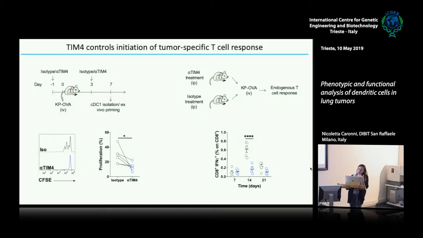We also looked at the endogenous T cell response against ovalbumin, of course. So we treated the animals with anti-TIM4 and isotype. We injected them with OVA, and then we looked for the endogenous response. So we collected blood samples at different time points, and here you can see 7, 14, 21, and we ex vivo stimulated with the OVA peptide that is called SIINFEKL, and we checked for the production of interferon gamma.